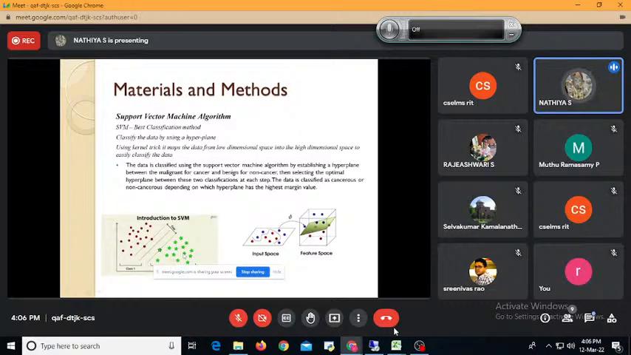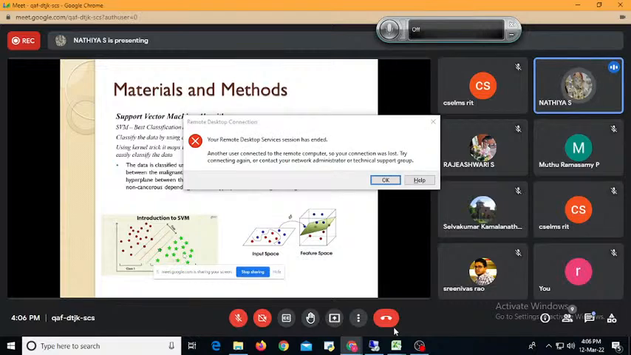The next algorithm I have used is support vector machine. It is a best classification method, and it uses a technique called hyperplane. Using the hyperplane, it will classify the data, and another trick is used here. It is called the kernel trick. It will change the data from low dimensional space to high dimensional space. That is, if the data is in two dimensional space, it will be changed into three dimensional space. If it is changed into high dimensional space, it will be very efficient for the classification.